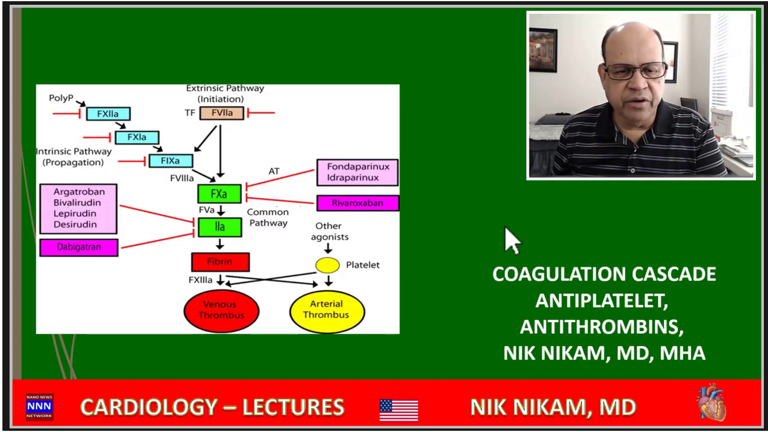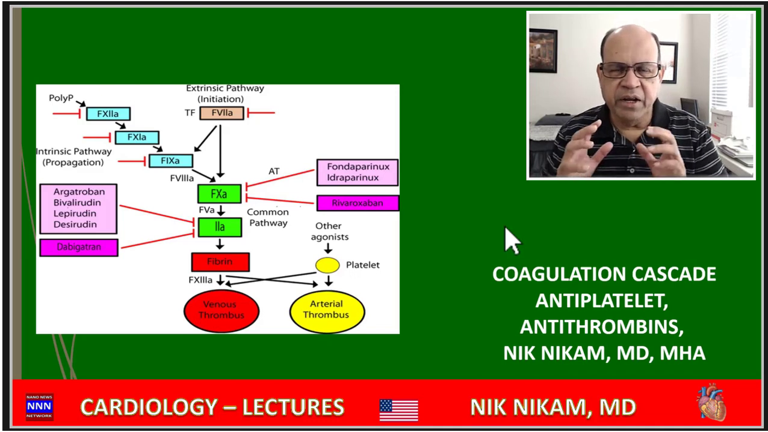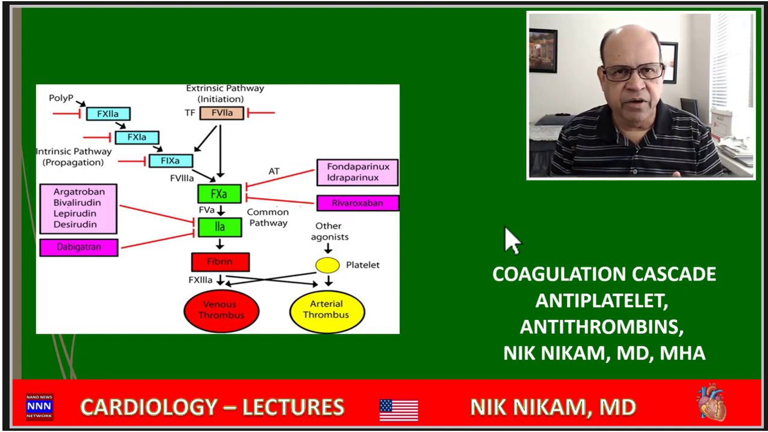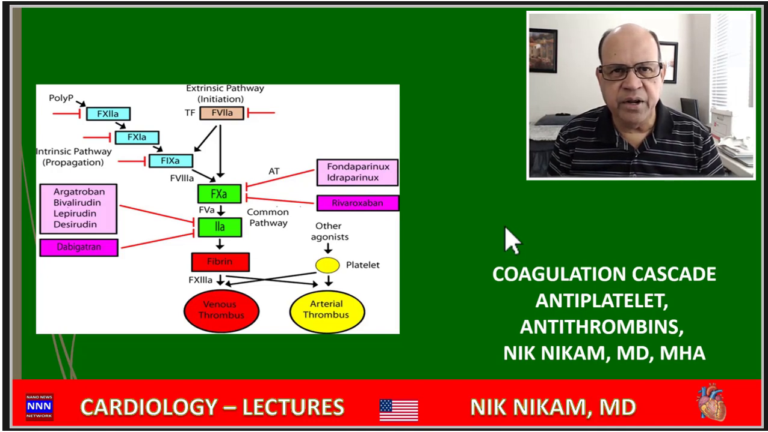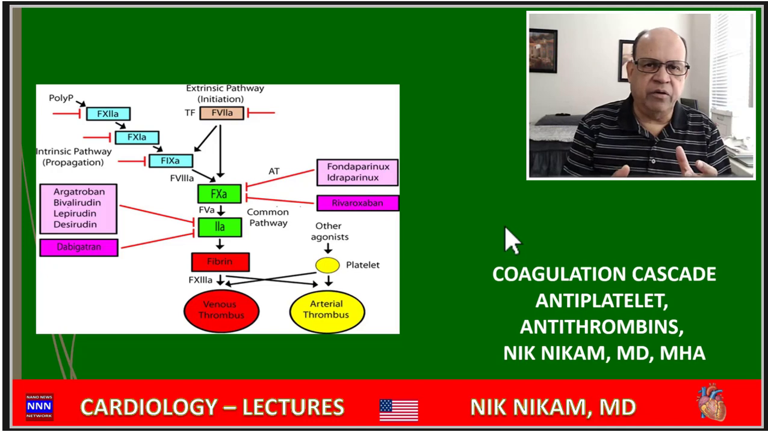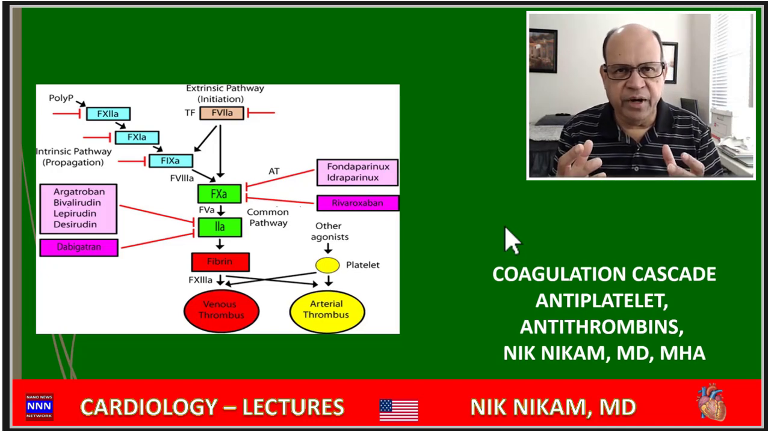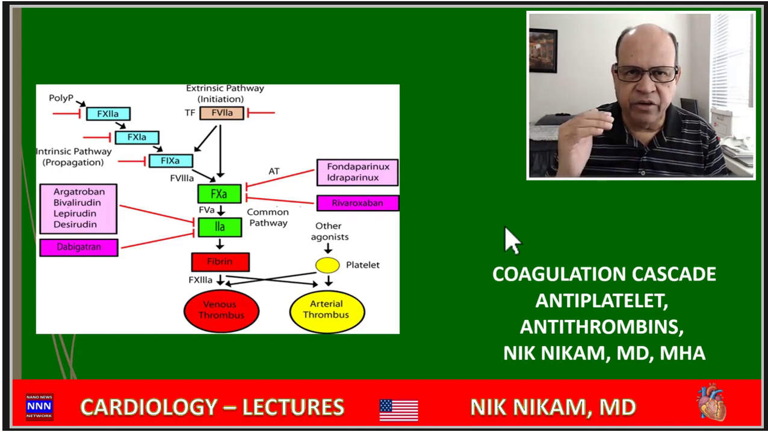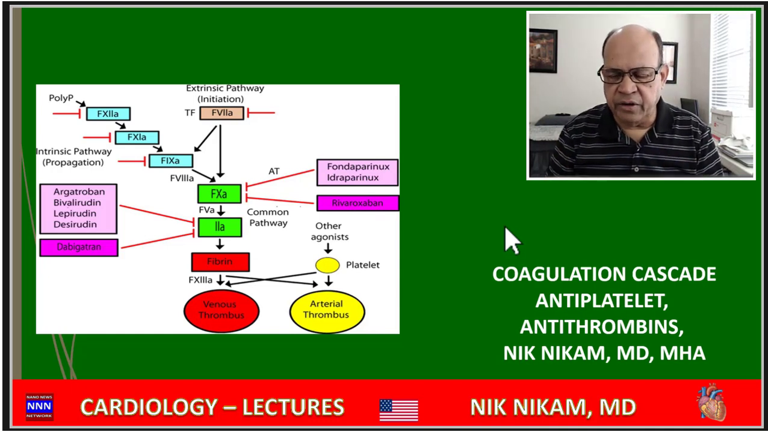So let us begin. In order to understand the mechanism of action of various antiplatelet agents, antithrombin agents, and anticoagulants, we first need to have a basic understanding of the coagulation cascade, how blood clot formation happens. Once we understand that, we'll be in a much better position to see where these various drugs work and how they interact with the coagulation cascade.